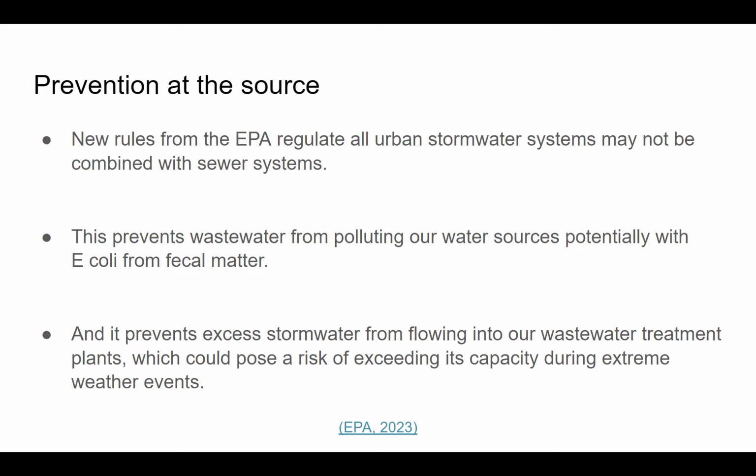And so this regulation, called phase 2, will be preventing excess stormwater from flowing into our wastewater treatment plants, which could pose a risk of exceeding their capacity during extreme weather events. Imagine a flooding event channeling water directly into our wastewater treatment plant. That would inundate that supply, and we would inevitably get a backup.